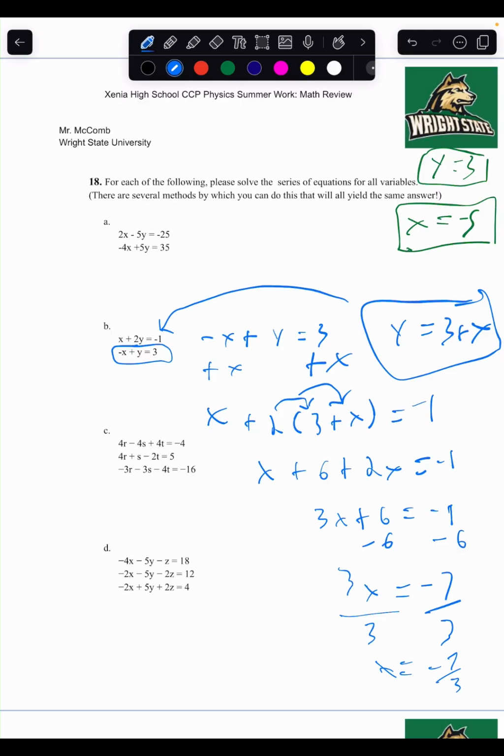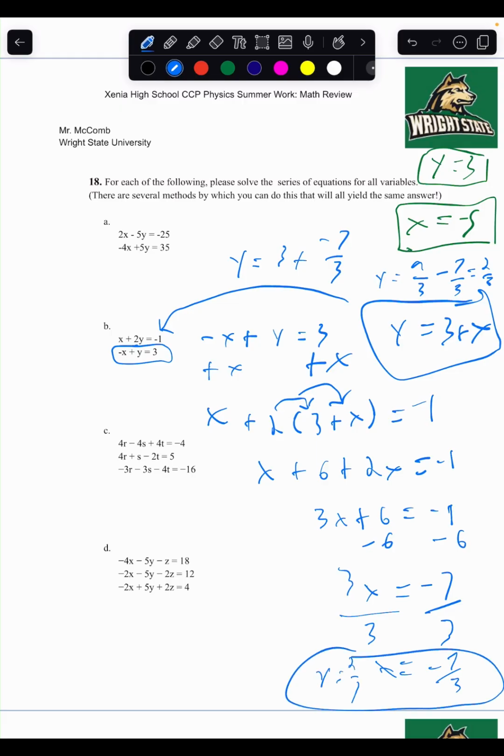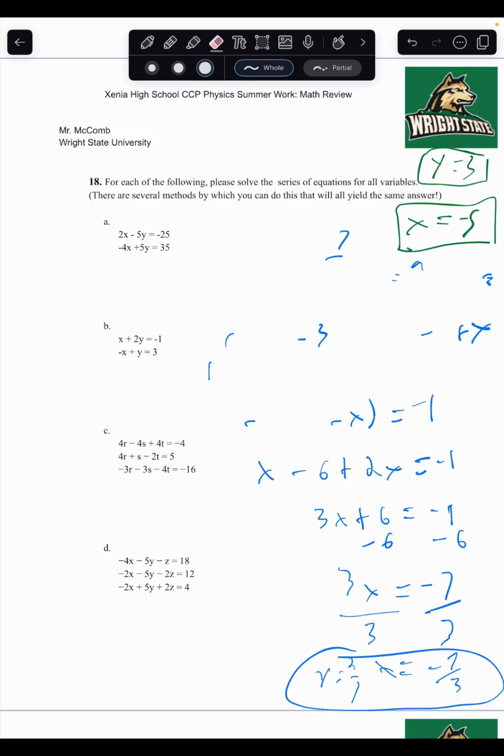So x is negative 7 thirds, and y, as we said over here, is equal to 3 plus x. X is negative 7 thirds, so y is 3 plus negative 7 thirds. That's going to be y equals positive 2 thirds, I think, right? Because 3 is 9 thirds, minus 7 thirds is, yeah, positive 2 thirds. So x is negative 7 thirds, y equals 2 thirds for that one. And notice you could have done the same thing I did for part A on that as well. You would get the exact same answer. So, like I said, for all of these you get to pick whichever method you want and it'll work.